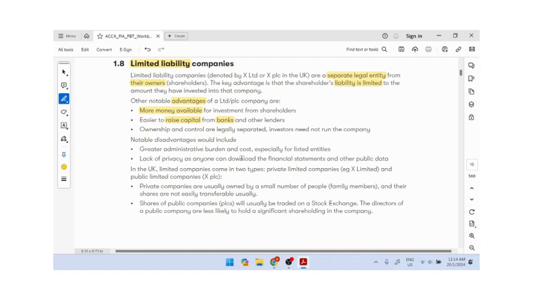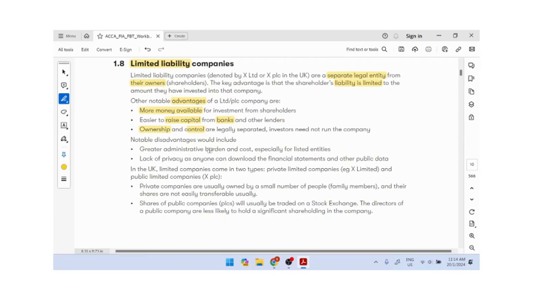If you are low risk, the interest for the loan is lower. That's why you will see certain people get higher interest for their loan, some will get lower interest. Everything goes back to the risk. Okay, ownership and control are legally separated. Investors need not run the company. So this is what we saw just now. The owner and the manager are different. So this one is owner, shareholder, the manager, control, and legally control is the manager, the CEO.